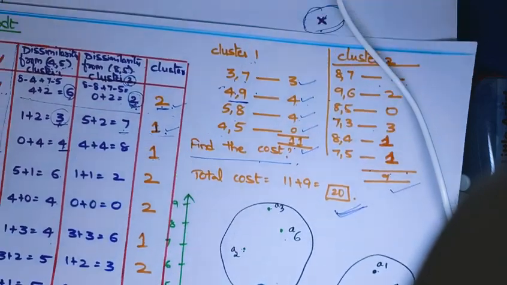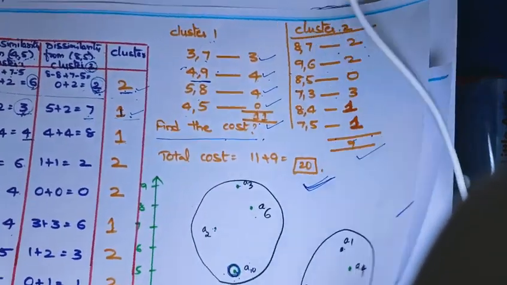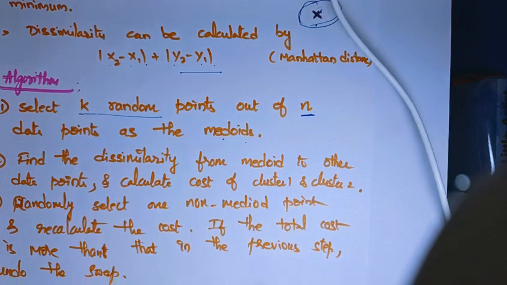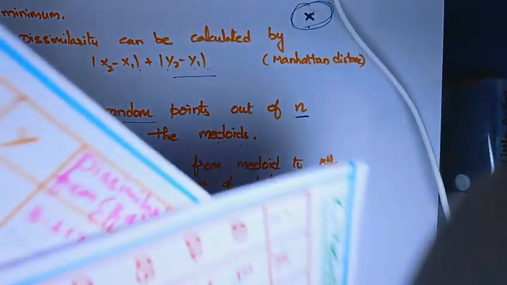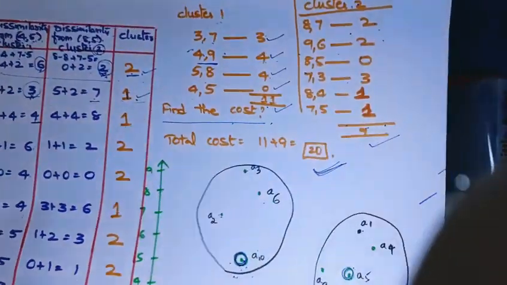This is regarding the k-medoid. After seeing this example, once you check the algorithm, then you can easily understand. If you want to maintain notes, you can write the notes also.